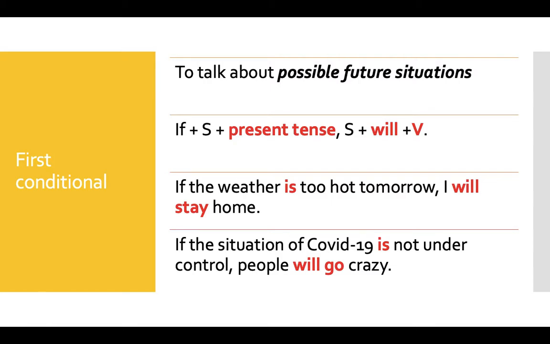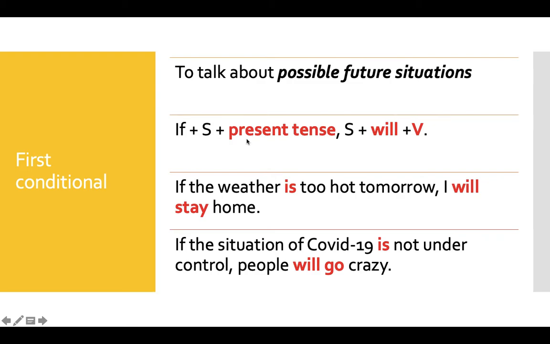For the grammar portion of this unit, we are going to work on conditionals. In English, we have the first, second, and third conditionals. There is even a zero conditional, but that is not really common. So we will only focus on the first three conditionals. Let's start from the first conditional.